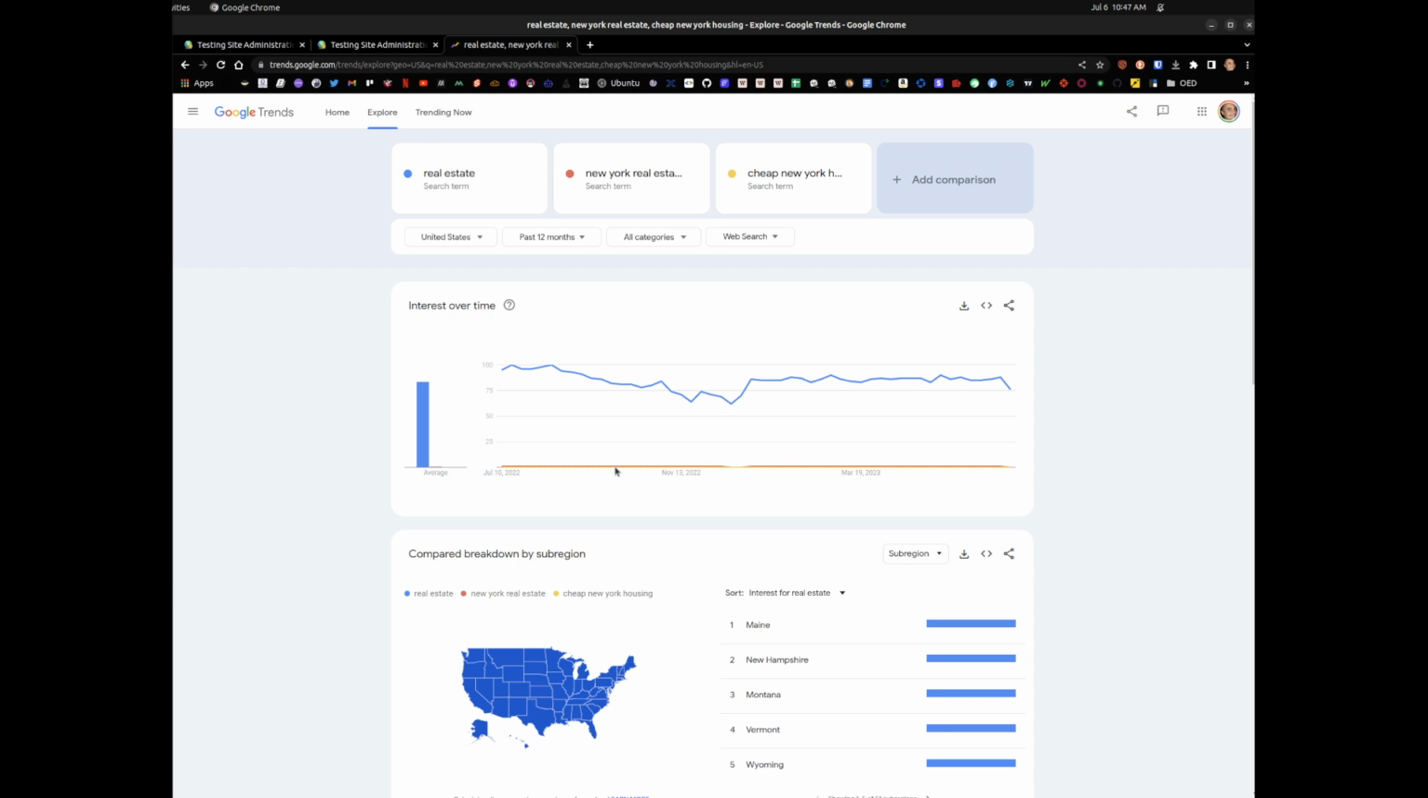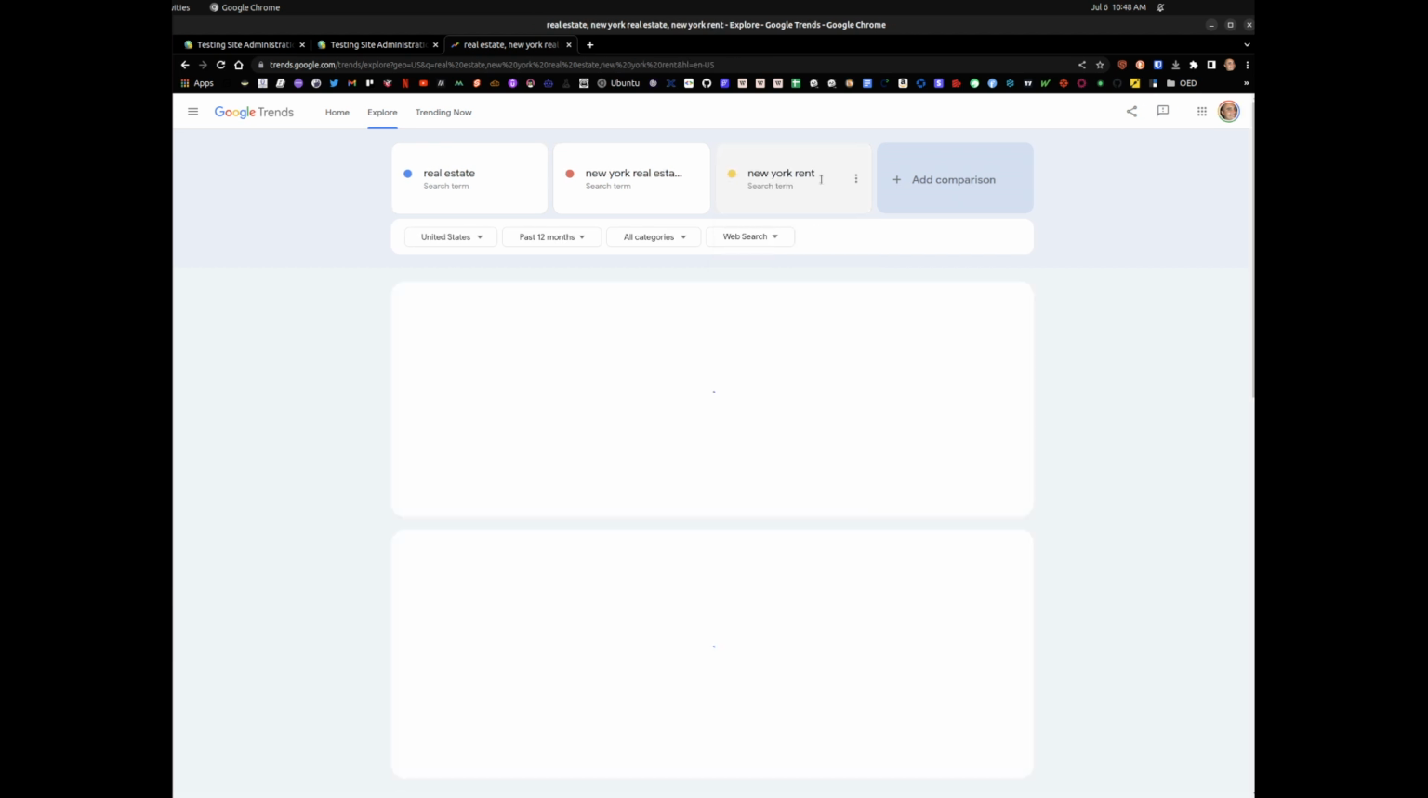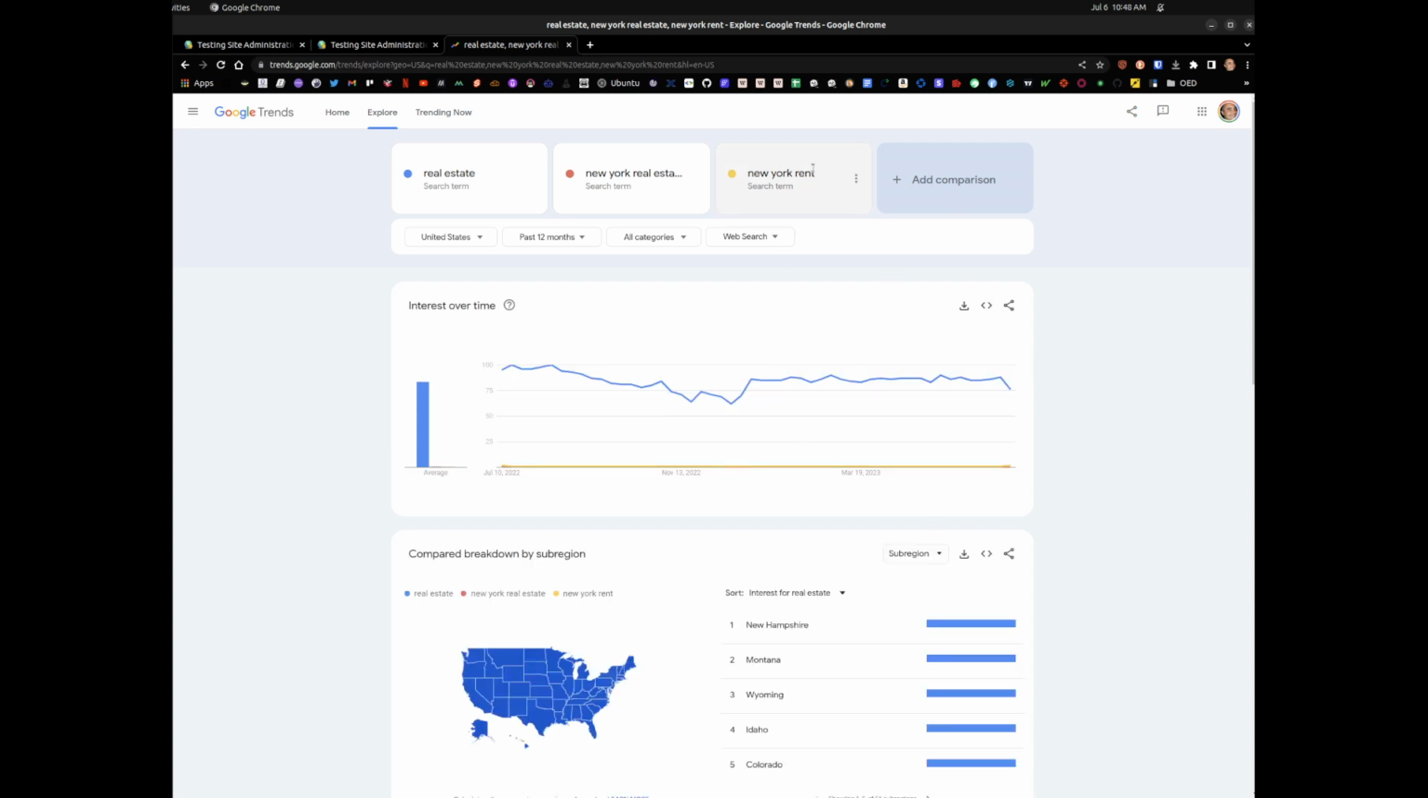You can see that nobody searches for that one. Actually, those two. Nobody says cheap New York. I'm guessing it's not cheap over there. Rent, maybe like this. I could try to. Nope. Yeah, nobody does that either over there in New York. But they do a lot of real estate, I mean, compared to the word real estate. And you can compare. That's what Trends is for. You can compare different keywords over time and see which one's much better.